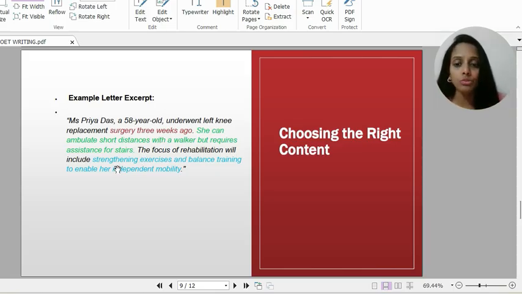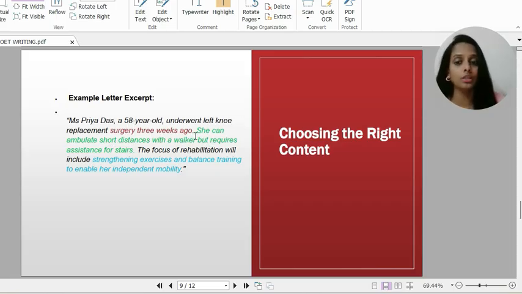And when it comes to strengthening exercises, the focus of rehabilitation will include strengthening exercises and balance training to enable her independent mobility. Here it clearly specifies the specific rehabilitation goals. So it gives a clear picture to the rehabilitation team of what exactly they need to work on. And when it comes to additional context, you can see here the timeline of the surgery has been given.